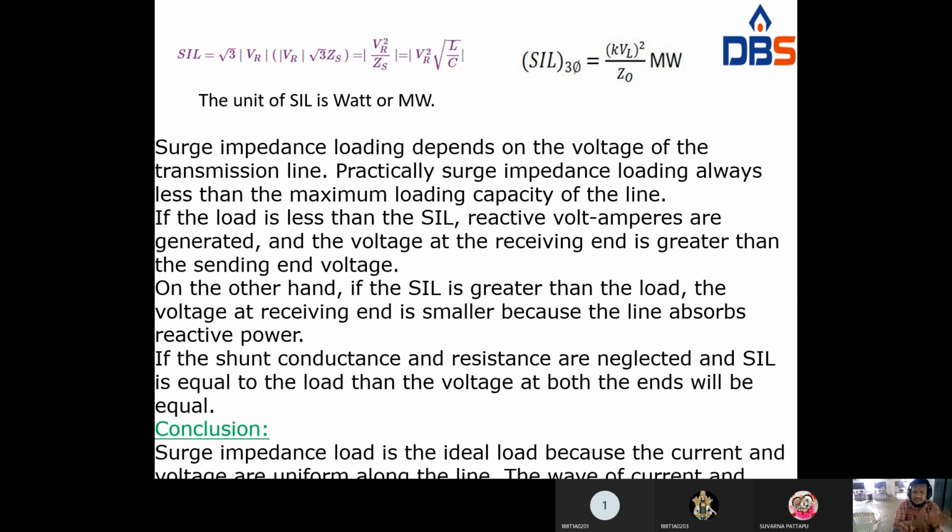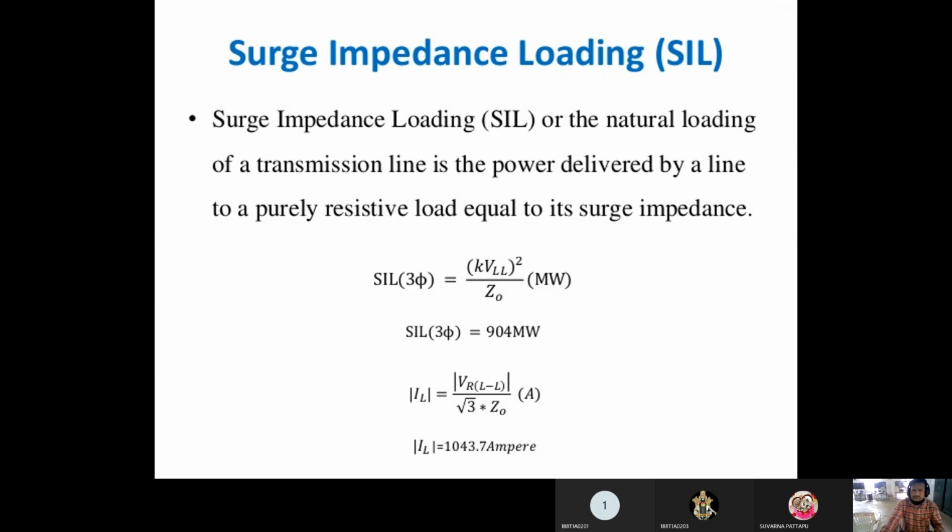line. That means both are in phase with each other. That's why surge impedance loading is an ideal load, because both voltage and current are in phase with each other. That is nothing but a resistive network. So the power delivered by the transmission line at the surge impedance value is called surge impedance loading. It is the power delivered by the line to a purely resistive load equal to the surge impedance.